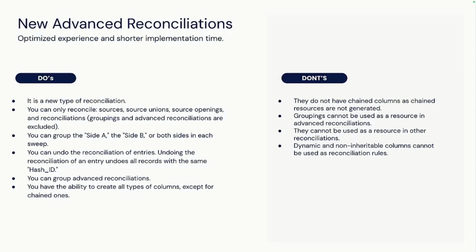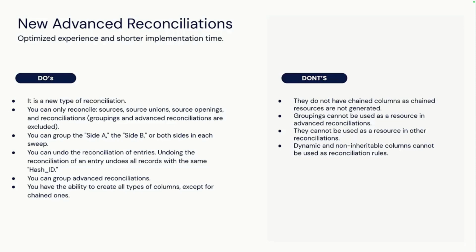Chain columns cannot be added because there is no chaining element, as the entire sequence is meant to be a configuration in itself. Groupings cannot be used within advanced reconciliations. Why? Because advanced reconciliations already allow grouping to find matches. Additionally, advanced reconciliations cannot be used to create another advanced reconciliation or to generate from existing reconciliations, so to speak. This is very important.